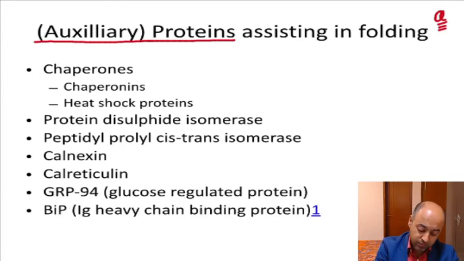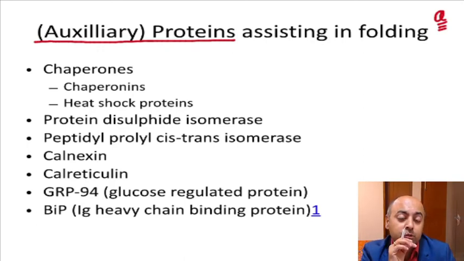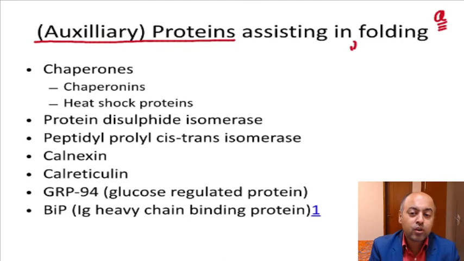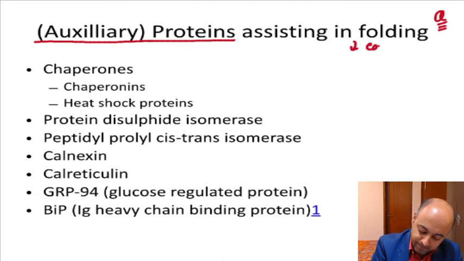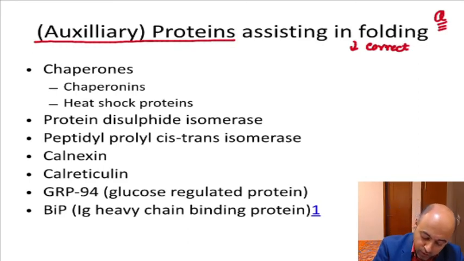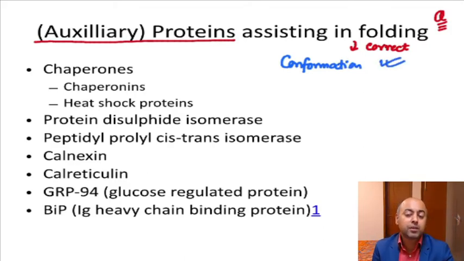These are some of the names which you have to be familiar with. So when you get the question on auxiliary proteins, you should know that these are the ones which may be deficient. So when the folding is correct, we get the suitable conformation of the protein. The correct final shape is achieved if the folding is correct.